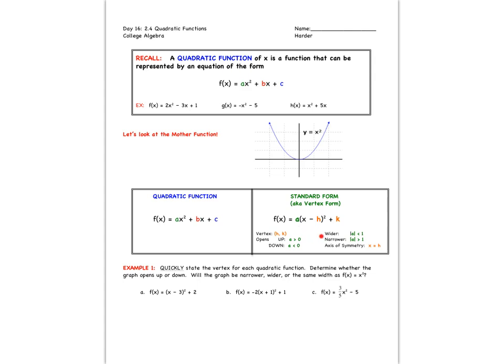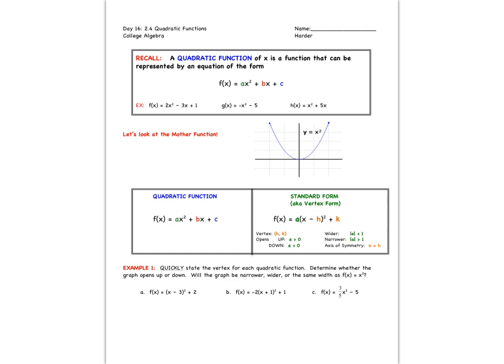And we would say we're wider than the mother function if the absolute value of a is less than 1, or narrower if the absolute value of a is greater than 1. We're also going to talk about the axis of symmetry, which is a vertical line that goes through our vertex at x equals h. All of this you have seen before, but it's just a reminder.